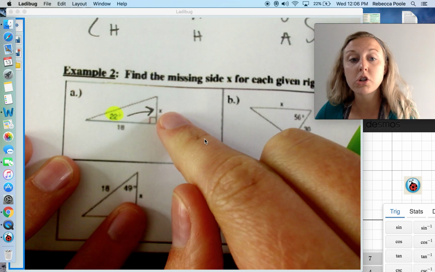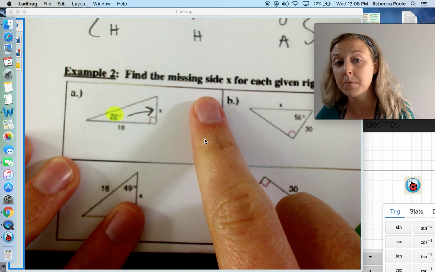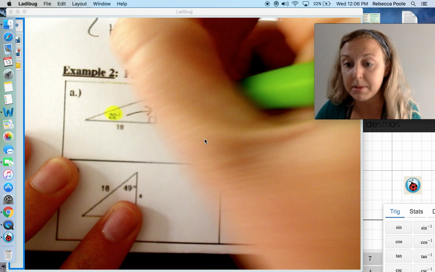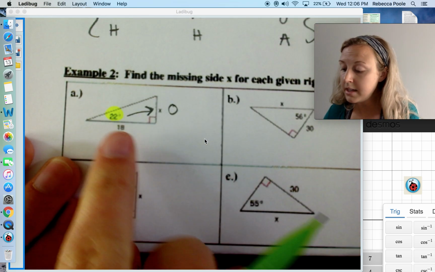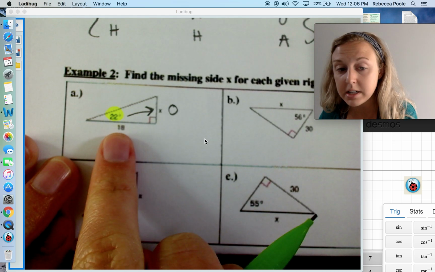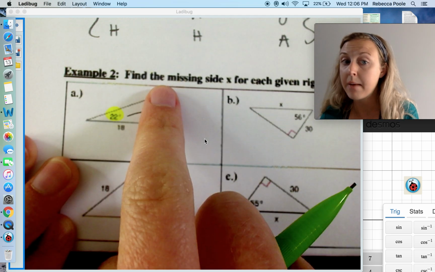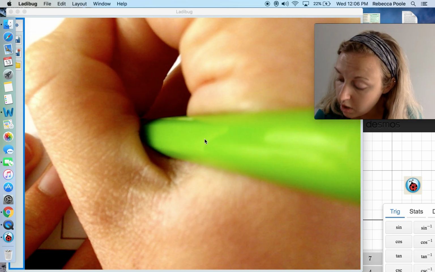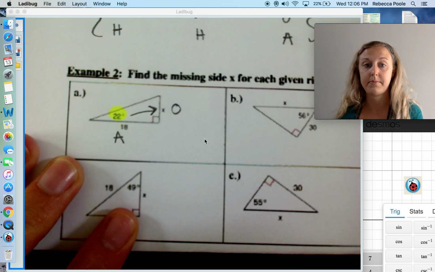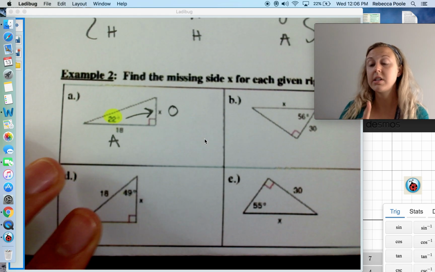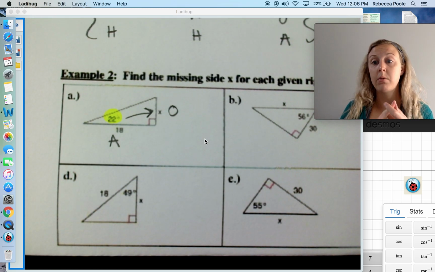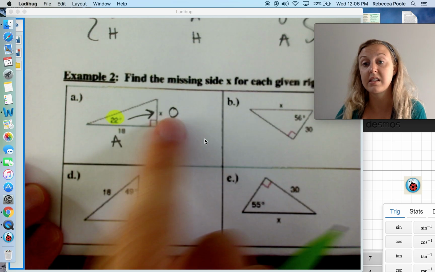side over here that we're trying to find is across from the angle, not touching. So that's the opposite side. And then this side right here that's marked 18 is touching the 22. And it's not the hypotenuse, it's not the longest side. So this is the adjacent. So what I just did, I found the angle that I was given and I named the sides.